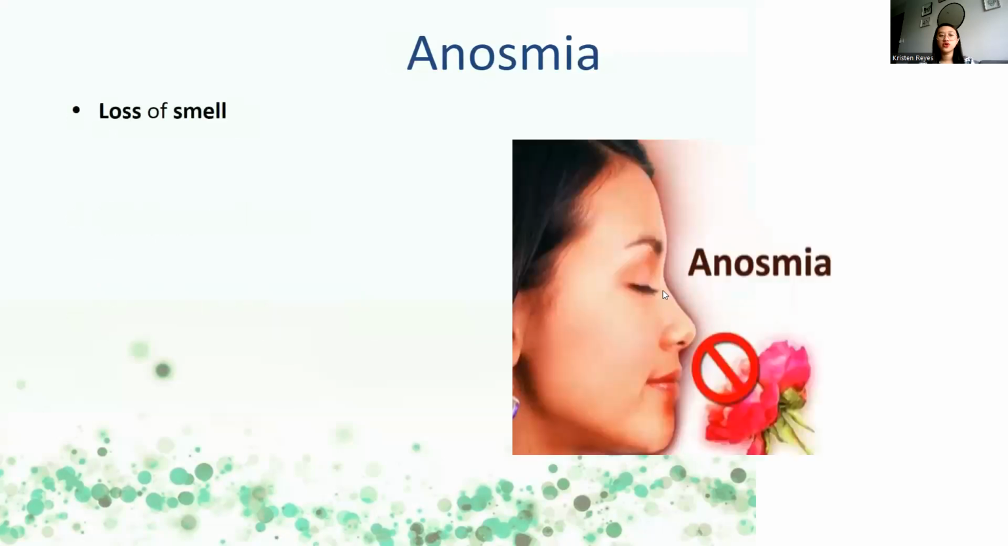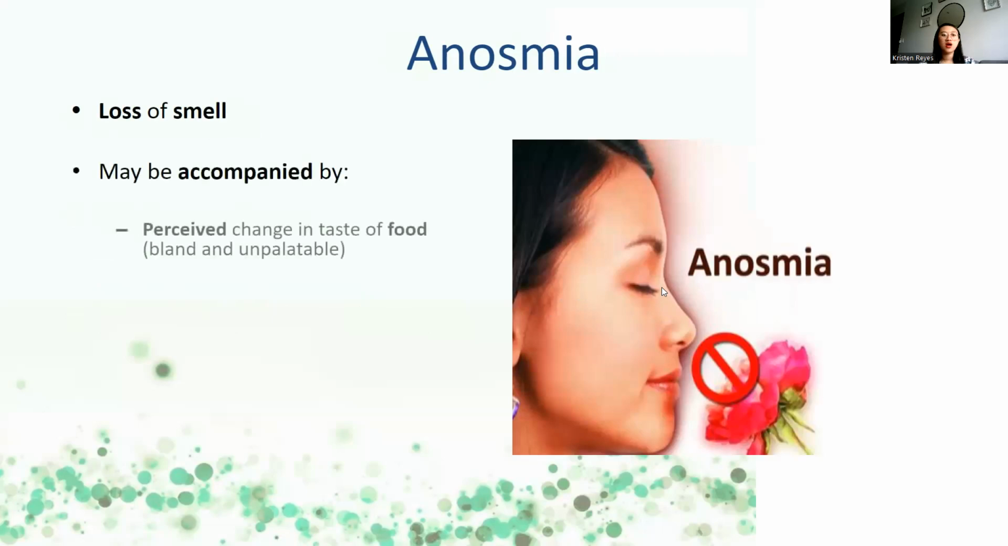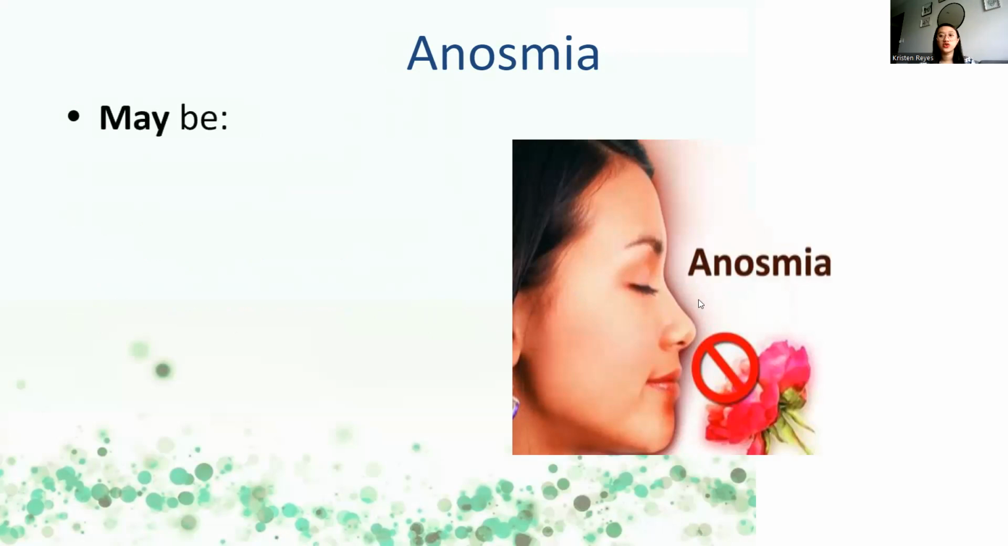Anosmia is the medical term for loss of smell, which may be accompanied by a perceived change in taste of food, so the food is bland or unpalatable. Ageusia is the medical term for loss of sense of taste. Why do you have ageusia when you have anosmia? Because they are in consensus with one another. They perceive the same, they are both chemoreceptors, therefore they perceive the same chemicals.